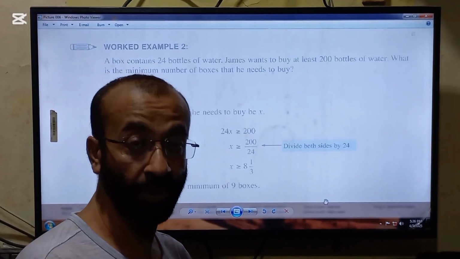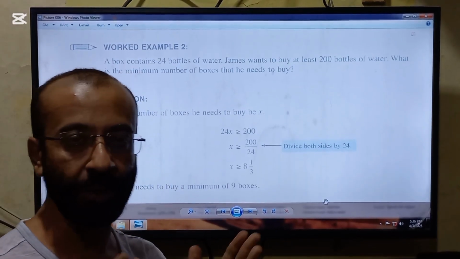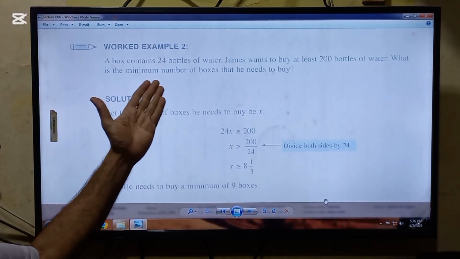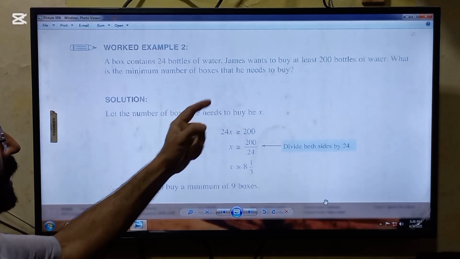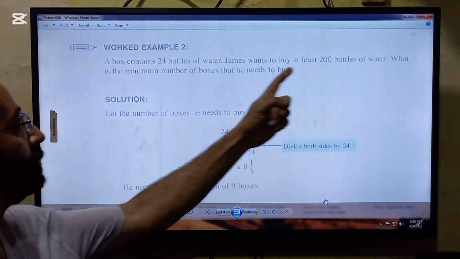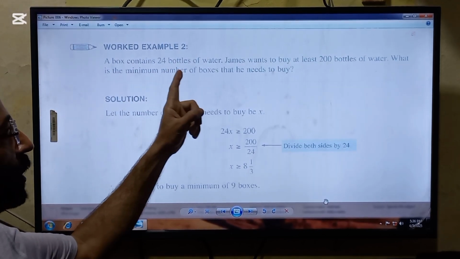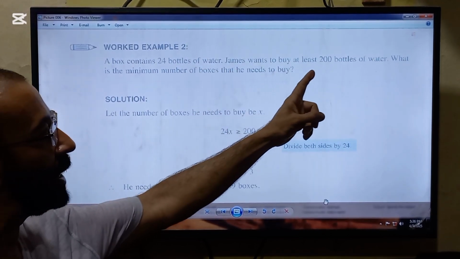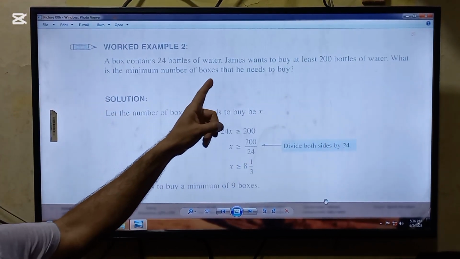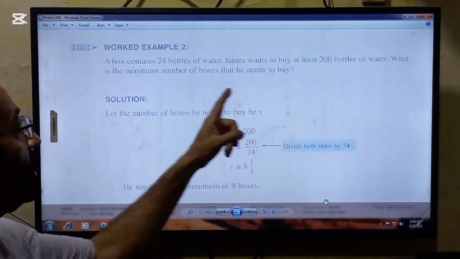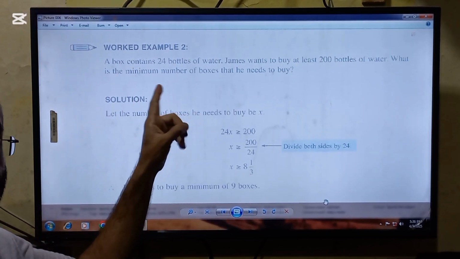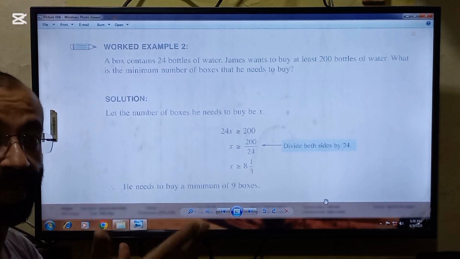Here is our statement question. Now be very careful, because we are going to read this statement and make our inequality. So a box contains 24 bottles of water. James wants to buy at least 200 bottles of water. What is the minimum number of boxes that he needs to buy? So here comes what is the minimum number. So minimum stands for he can have more than this.